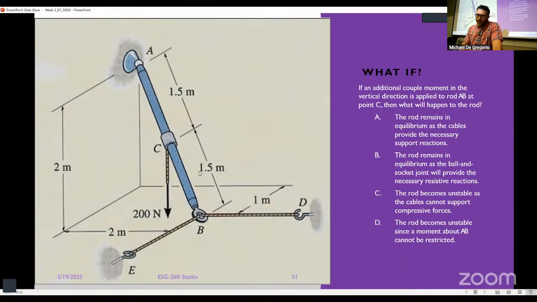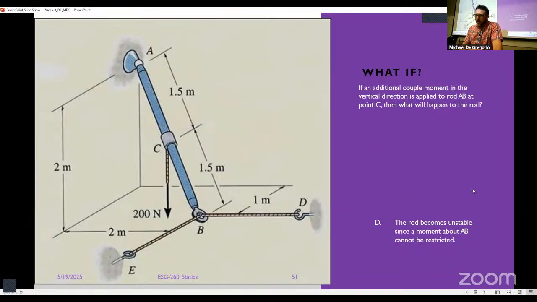So if we put at point C, we put a moment on here, right? Then I'll show you guys. The rod becomes unstable since the moment about AB cannot be restricted, right? If we have a couple moment, right? So if you do that with a force at a known distance, or just say I'm going to twist it, right? It becomes unstable. Why? Because there is no reaction here that can handle a moment in any direction. So we would need to change the system at the ball and socket or one of the cables out for something that can create a moment reaction.